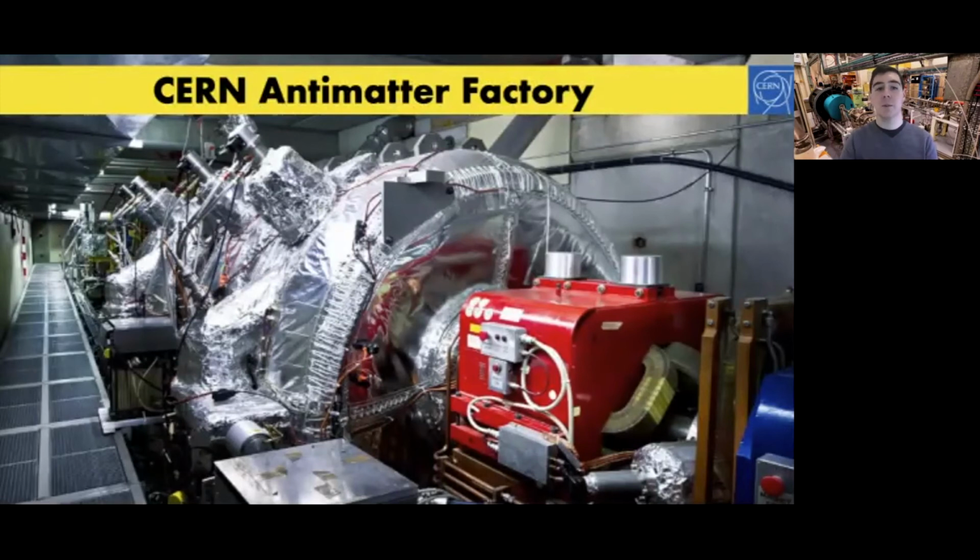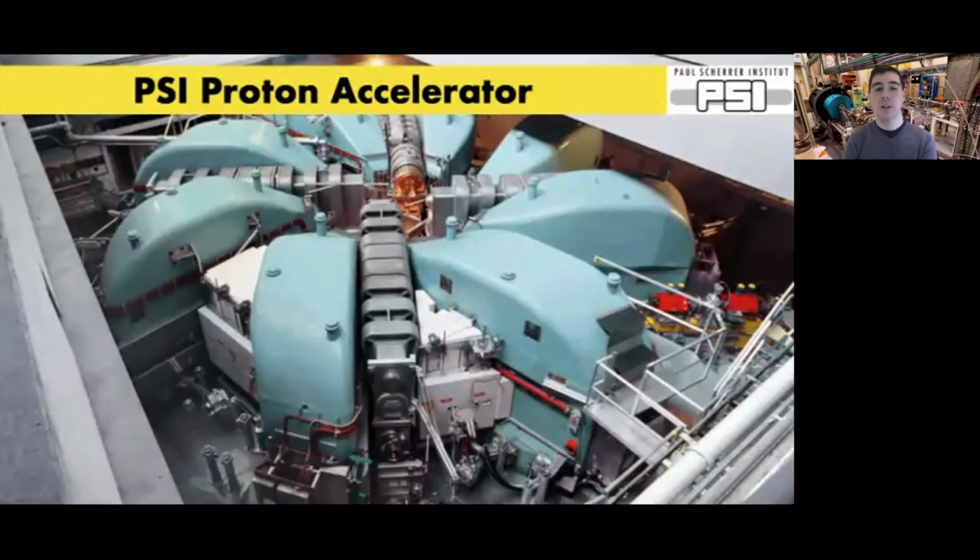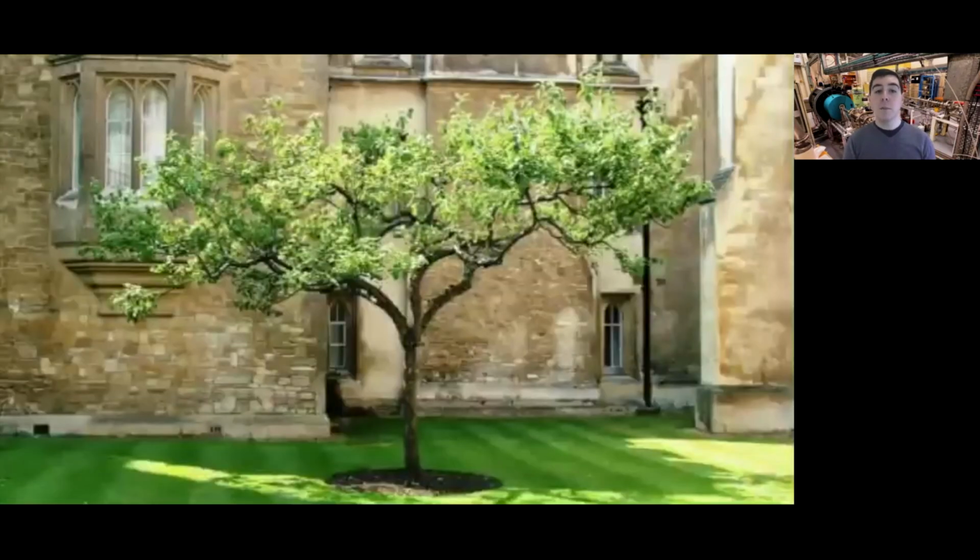Also located in Switzerland is the Paul Scherrer Institute, which uses this huge particle accelerator to send protons smashing into a block of carbon, which spits out a variety of antimatter particles. And one of the big mysteries of antimatter that both facilities are trying to solve is how antimatter behaves under gravity. The story goes that Isaac Newton thought of his law of gravity when he saw an apple fall to the earth from a tree in Cambridge.